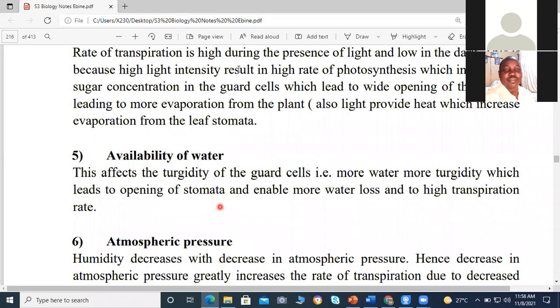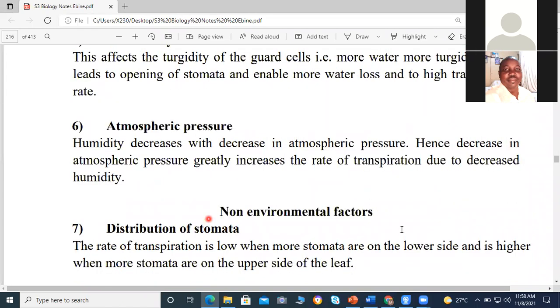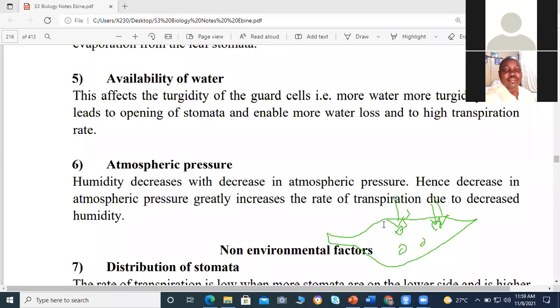As the environmental pressure increases, there is a tendency of suppressing water so that water cannot evaporate from the leaf surface, especially if the atmospheric pressure is higher than the pressure being generated in the transpiration pull. Then definitely we will have the escapability of water decreased. Therefore, when atmospheric pressure decreases, the rate of transpiration increases because the water vapor escapes more rapidly. Then there are other non-environmental factors which we also have to take into consideration.